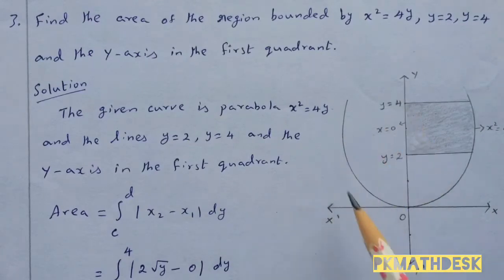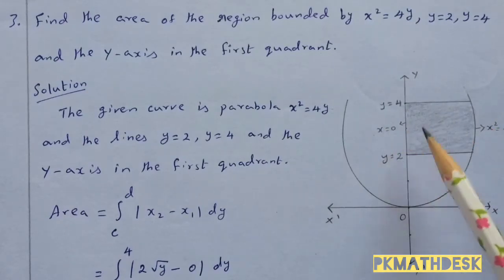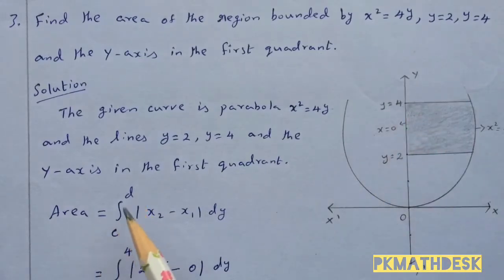Okay, this is the given diagram. This one is the upper one, this is the lower one. The limit is 2 to 4. Area equal to integration of c to d modulus of x2 minus x1 into dy.